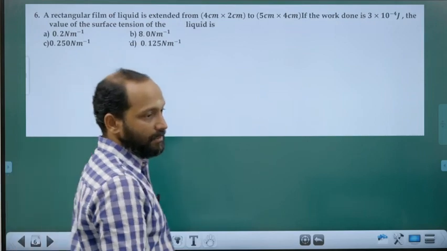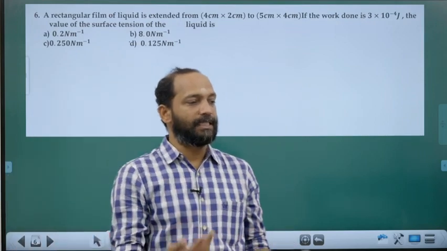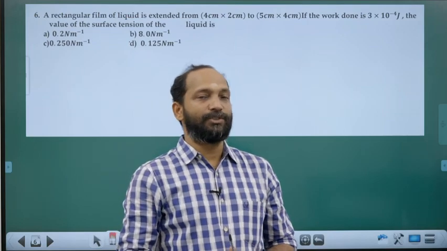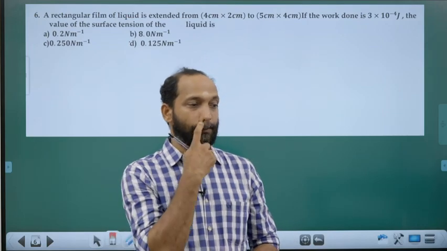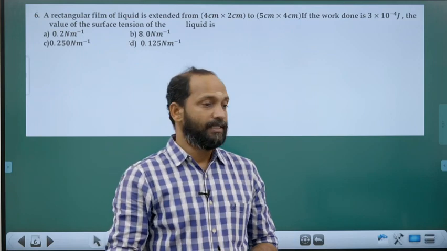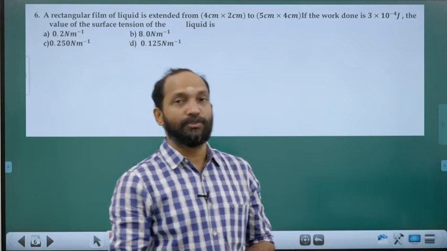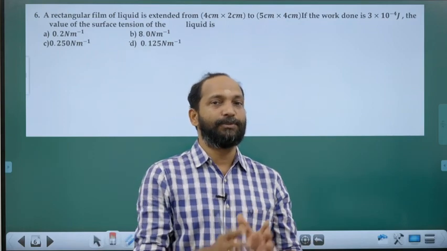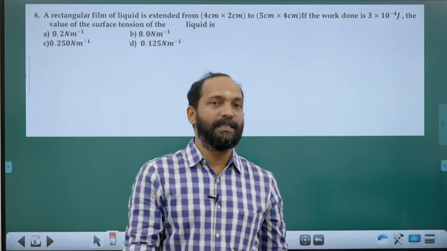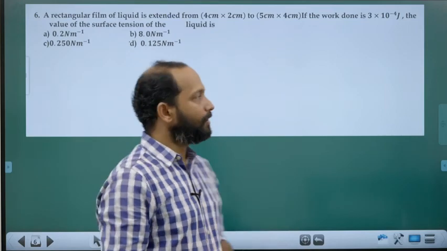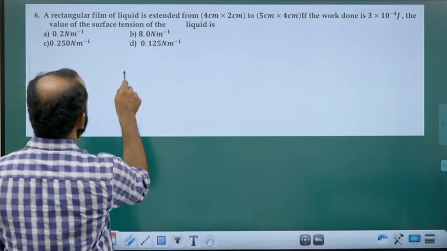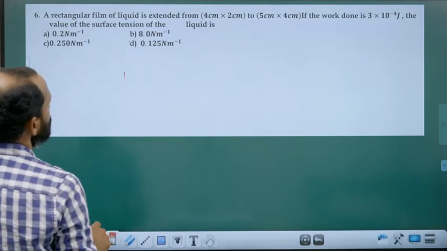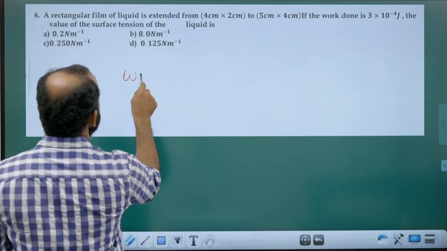Next one. Sixth, a rectangular film of liquid is extended from 4 by 2 centimeter to 5 by 4 centimeter area. If work done is 3 into 10 power minus 4 joule, find the value of surface tension. We know surface tension is defined as the energy per unit area, so the work per unit area. So work done in expanding to increase the area is equal to surface tension into change in surface area.